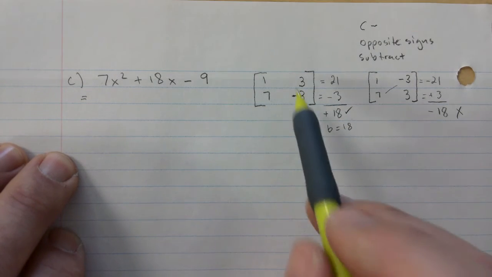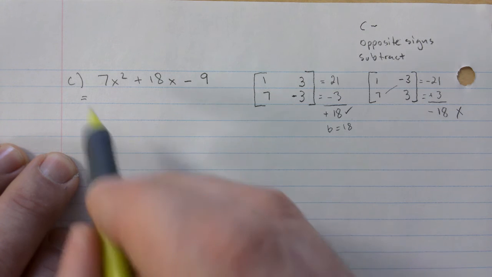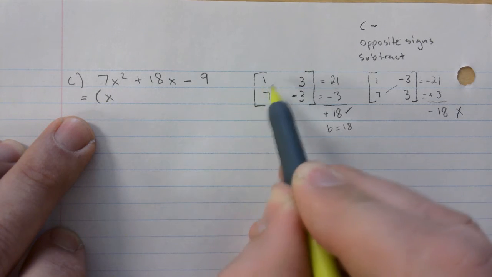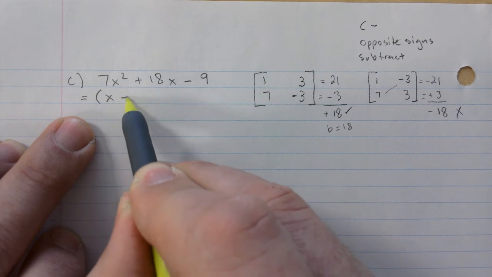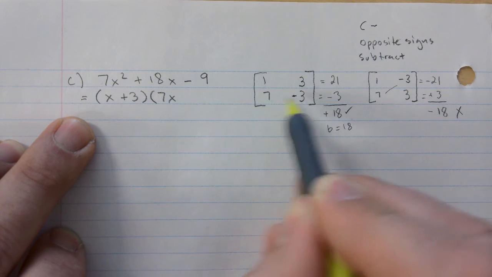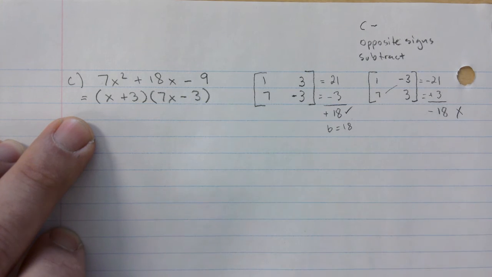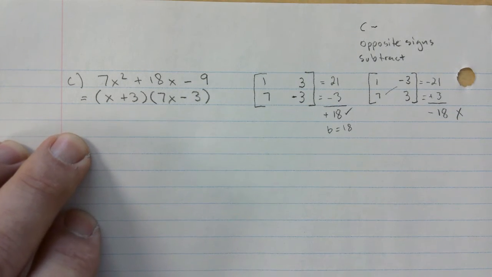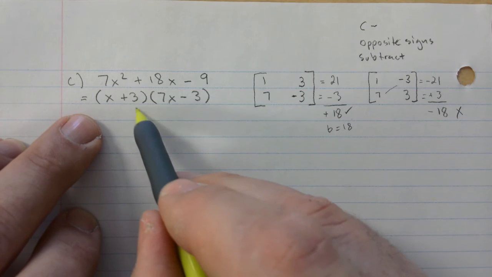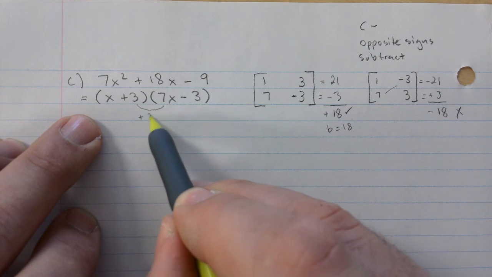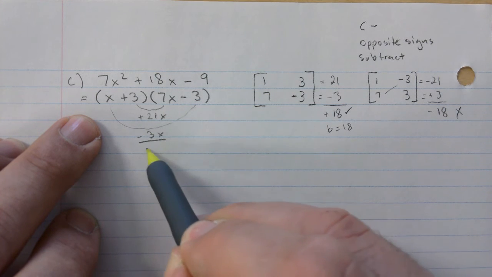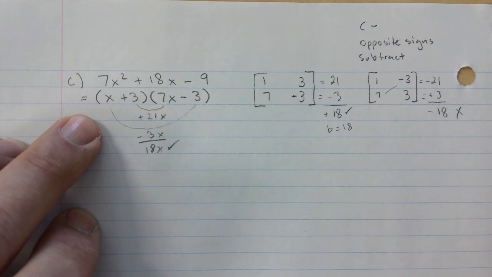So this matrix is the one I'm using. So it's x plus 3, 1x plus 3. And on the other one, you'll have 7x minus 3, like that. And you have fully factored this. Even though it doesn't look like you've done a whole lot, this is fully factored, right? So 3 times 7 is 21x. X times negative 3 is negative 3x. That's 18x. Check, right?